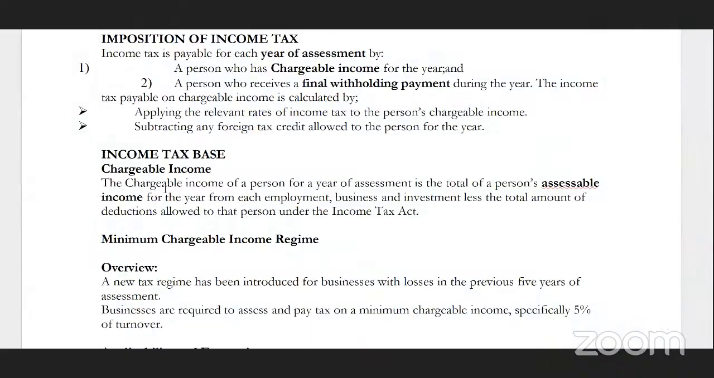Now, we have seen that anytime somebody has these two things, that is when what? Tax arises on his income. Chargeable income, final withholding payment during the year. I get it. And how do we calculate the tax payable? We calculate the tax payable by applying the relevant rate of income taxes to the person's chargeable income. Then we have to subtract any foreign tax credit allowed to that person for the year.